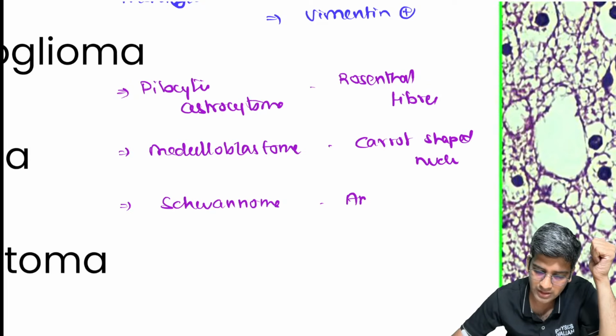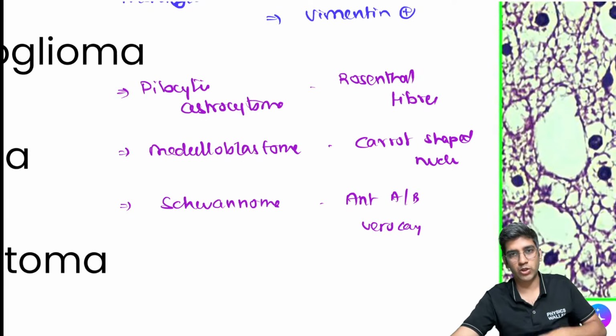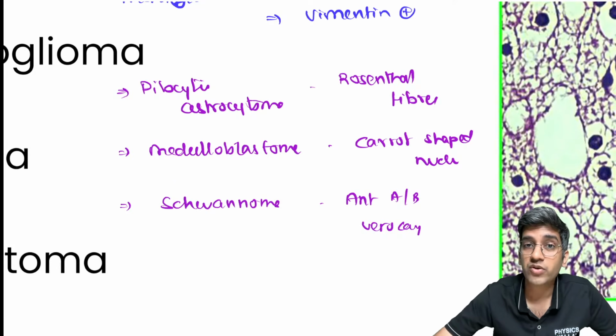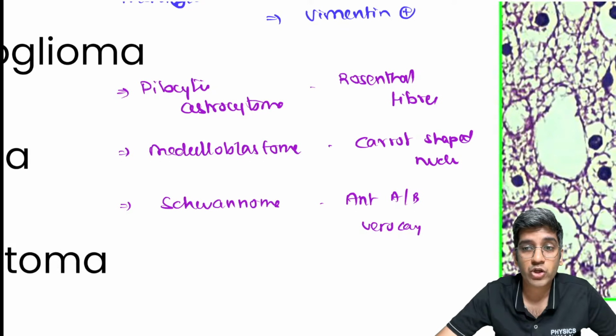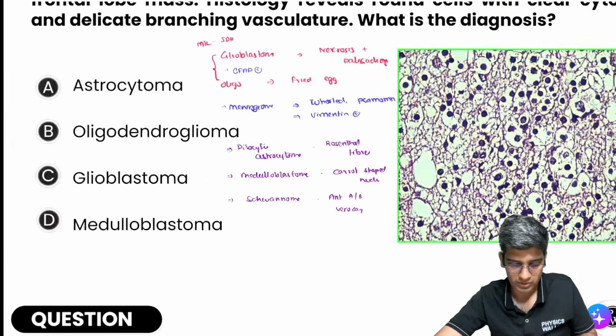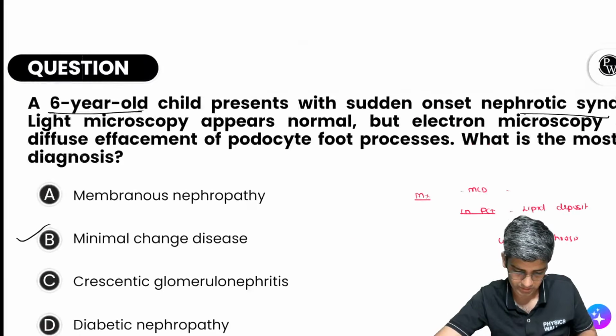Schwannoma, you know, Antoni A, Antoni B, and Verocay bodies. All are classical findings for schwannomas, right? The main difference between schwannoma and neurofibroma is that neurofibroma will not have Antoni A, Antoni B, and Verocay bodies. Only schwannoma will have them. Fine. Okay. Perfect. Where is the question?